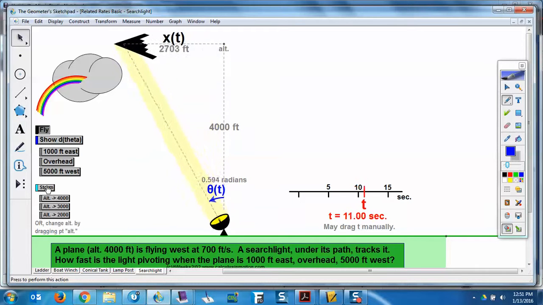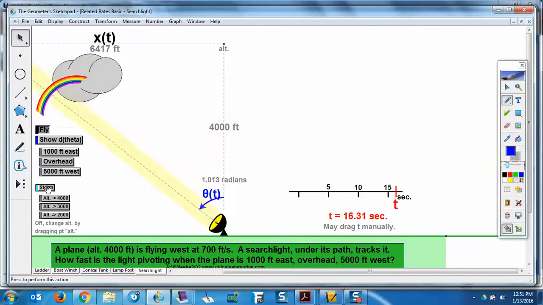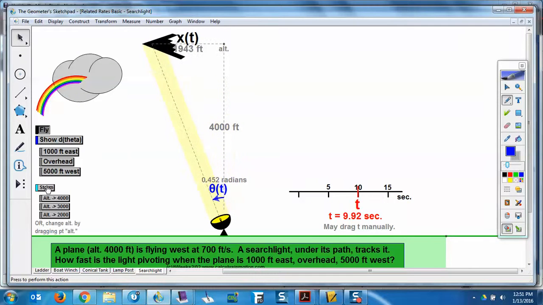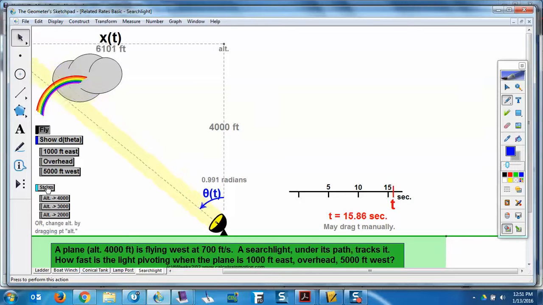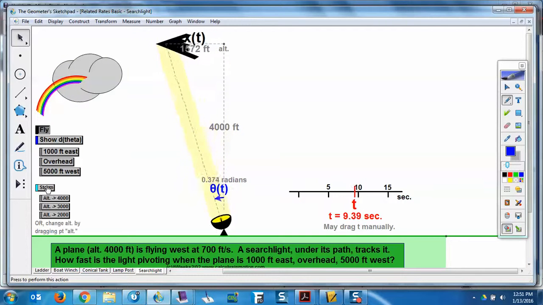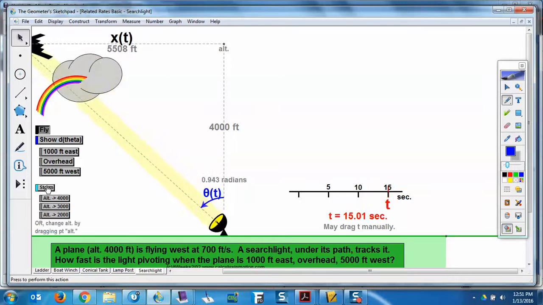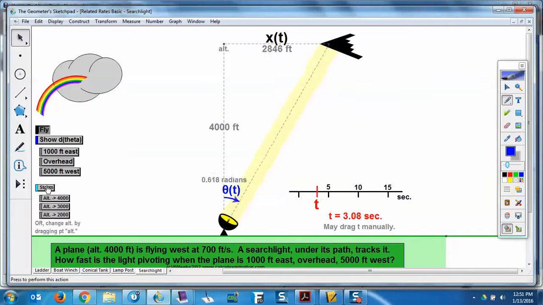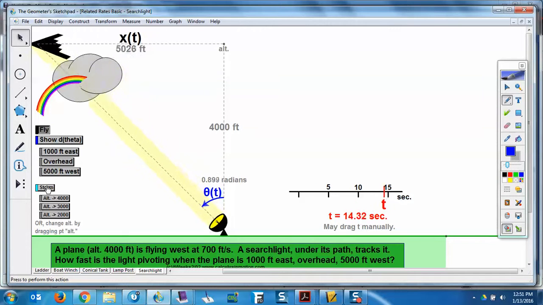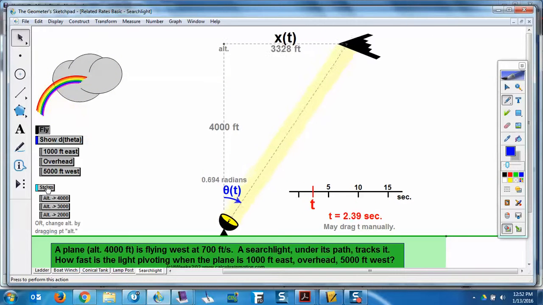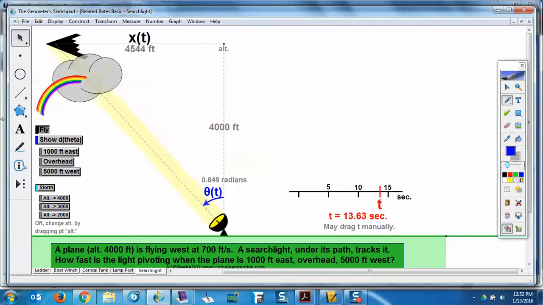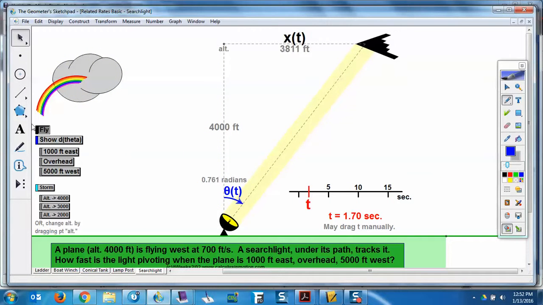So the plane is flying overhead, and then, okay, so what is changing, again, as the plane flies, it says the plane is flying at 700 feet per second. So X is changing, the hypotenuse is changing, this angle is changing, right? Those are all things that are changing, but the 4,000 is not changing. So if I was going to set up a problem, so the problem wanted to know how fast is the light pivoting. In other words, what's theta prime? That's what they're looking for. What equation would you use that would involve X and theta that might be a pretty good one to use?